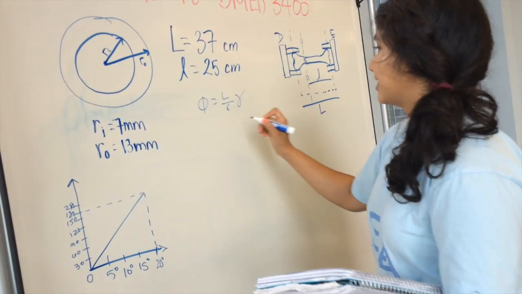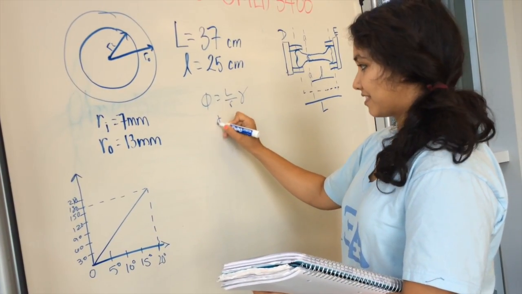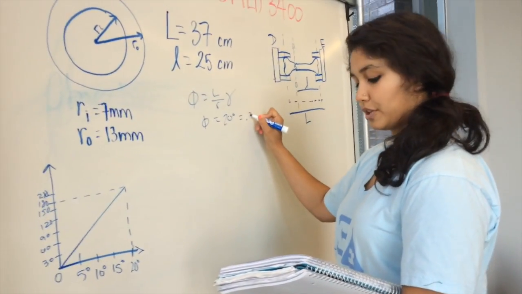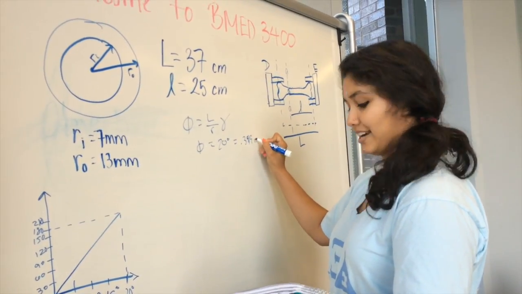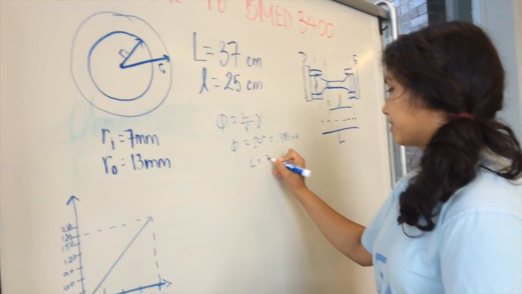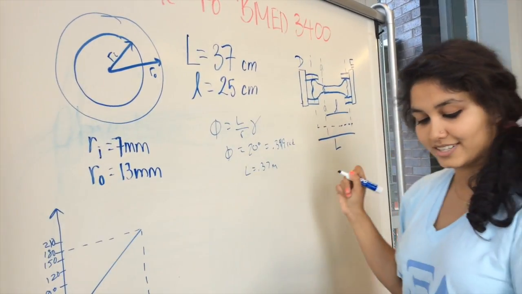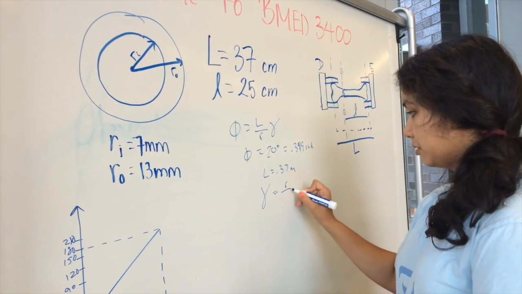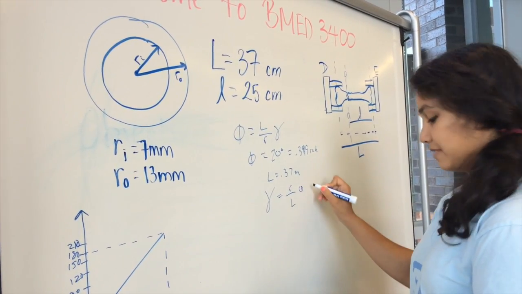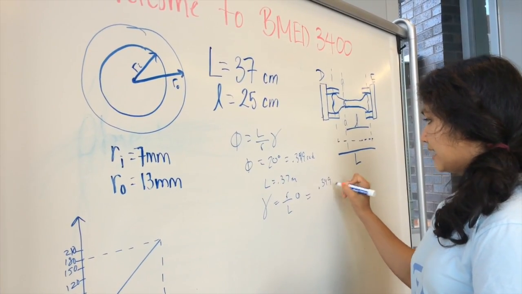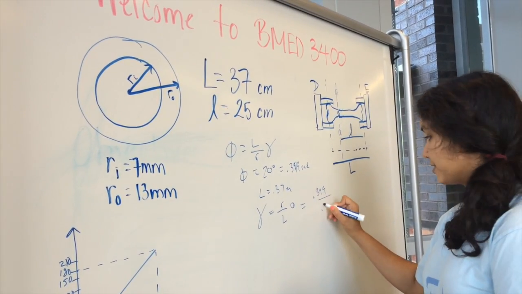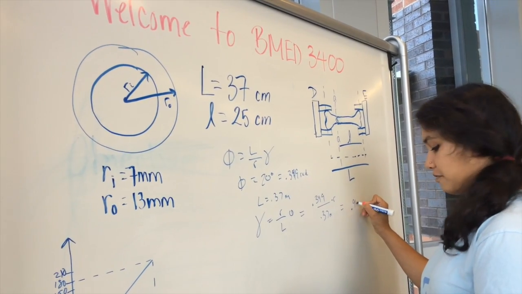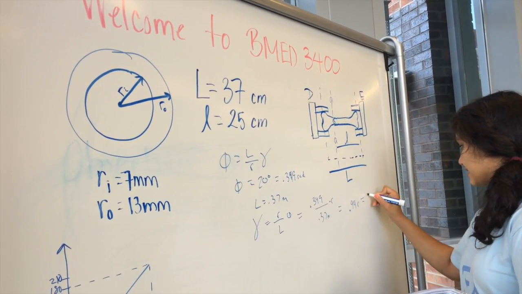So we have our phi is equal to 20 degrees based on this graph, which is equal to 0.349 radians. Our length is equal to 0.37 meters because we convert this to meters. So then we have the constant equal to r over L times phi. So then we have 0.349 from this over 0.37 meters times radius, which will get us 0.94 radius as this constant.